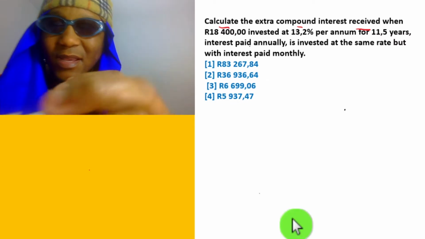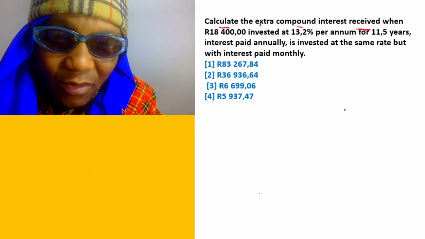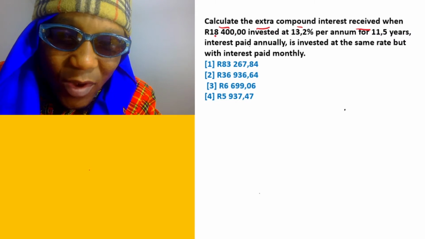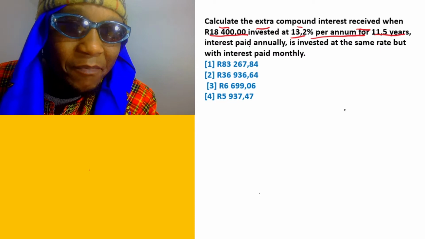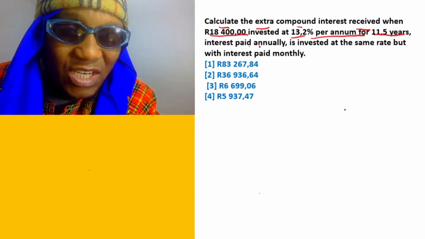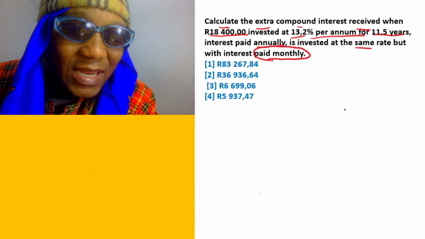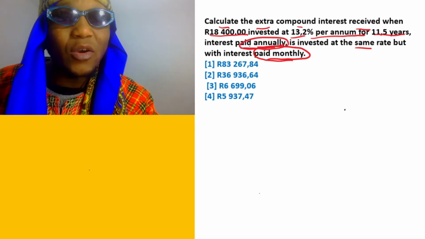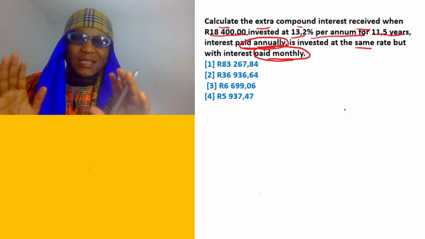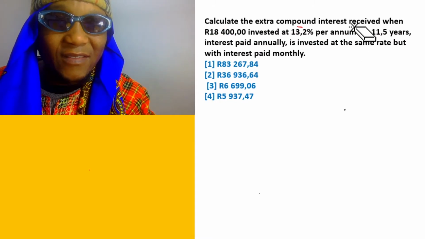So here they say, calculate the extra interest received when this amount is invested per annum for this time, and the same amount invested at the same rate, but now it is monthly paid. At first it was annual paid. So we want to find the difference, but everything else is the same. What we're going to do here is very easy.